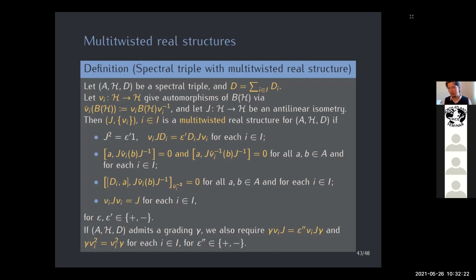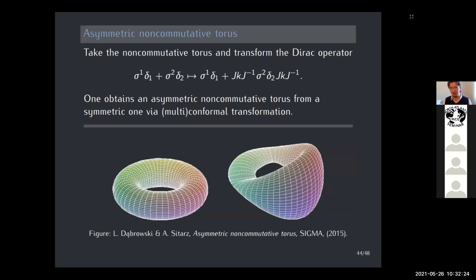So why would you do this? Well, the nicest example, or at least the example which could fit on a single slide, comes from the asymmetric torus. So this is an image of the standard commutative torus. I mean, this is the normal torus, and this is the asymmetric torus, which has a torus with curvature. You can generalize these to a non-commutative setting, in which case you get a non-commutative torus and a non-commutative asymmetric torus. And it turns out that you can obtain the asymmetric non-commutative torus by performing a partial conformal transformation.